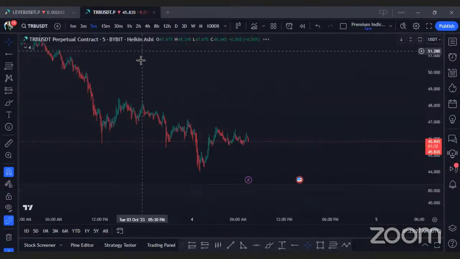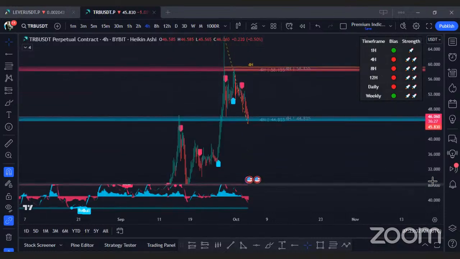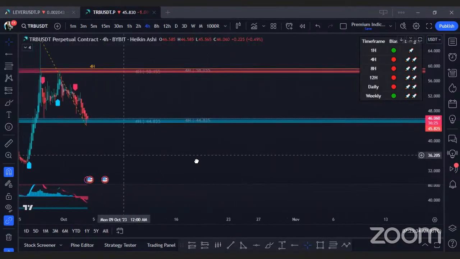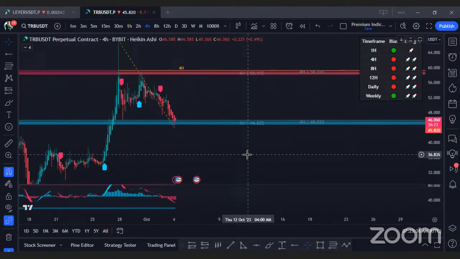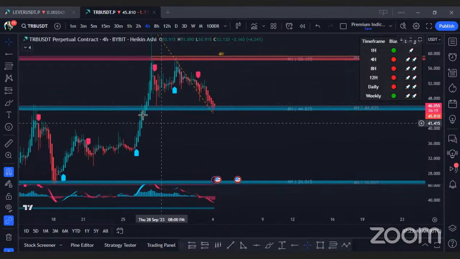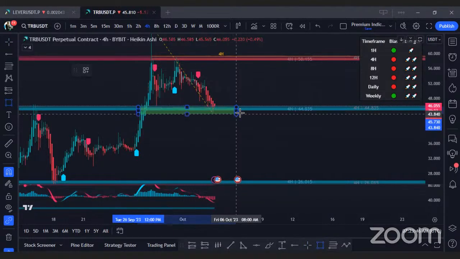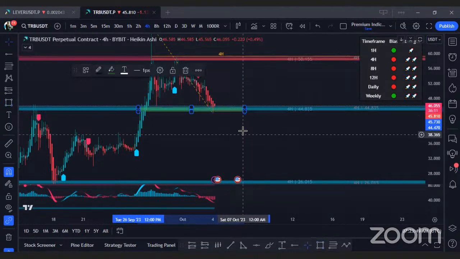TRB USDT. Let me look at the higher time frame and see. This is equally very bearish. Okay, so for TRB, wait for it to trade below this area.